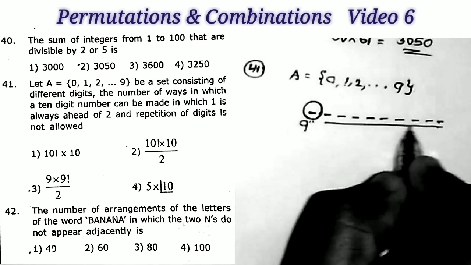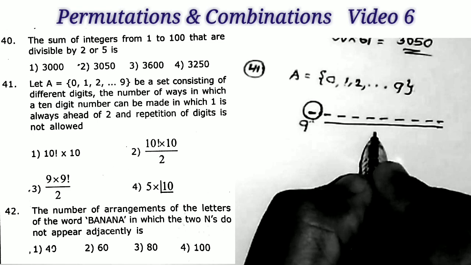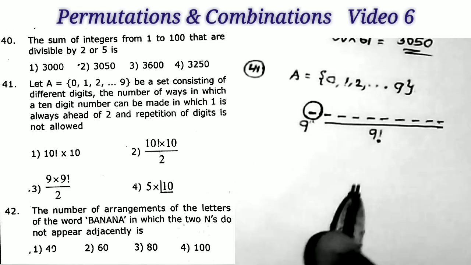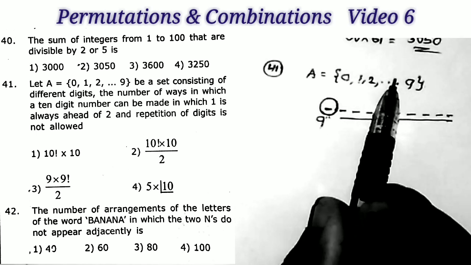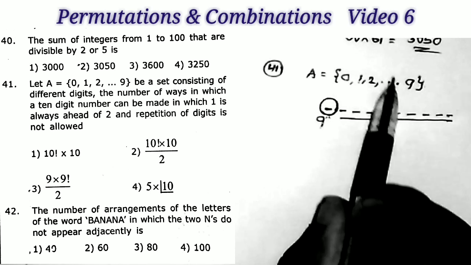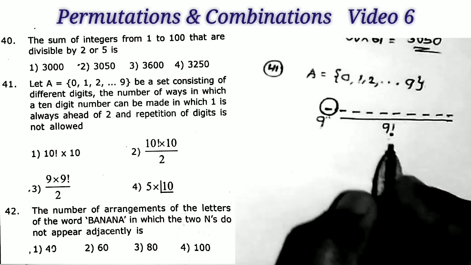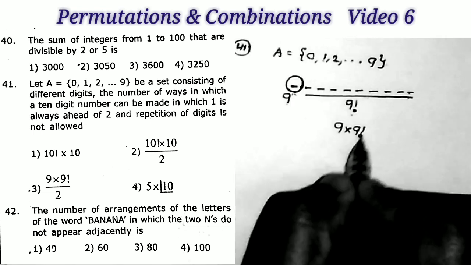Repetition is not allowed. Now we can fill the remaining gaps by the remaining 9 numbers in 9 factorial ways. Already here we used 1 digit. Now we can fill the remaining gaps by the remaining numbers in 9 factorial ways. Remaining numbers is equal to 9, remaining gaps is equal to 9. Therefore, the number of 10-digit numbers is equal to 9 into 9 factorial.